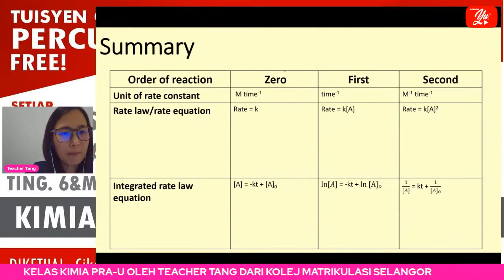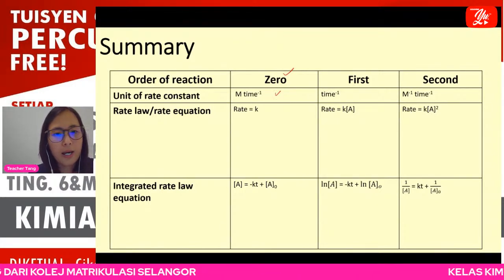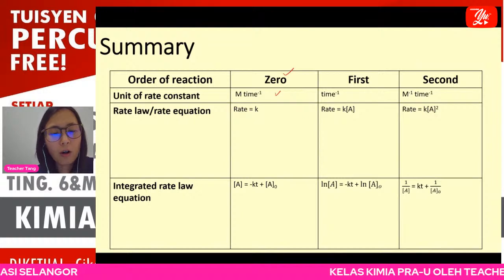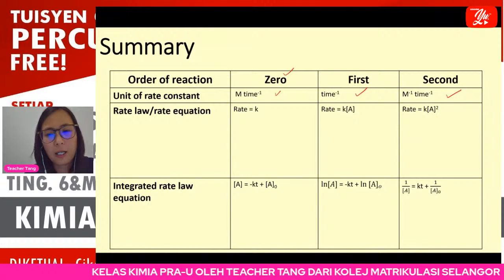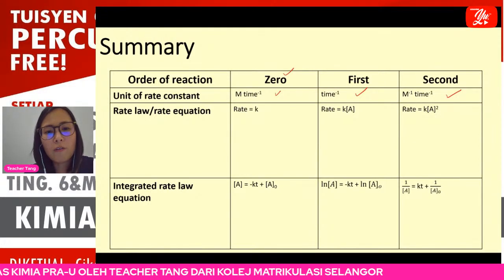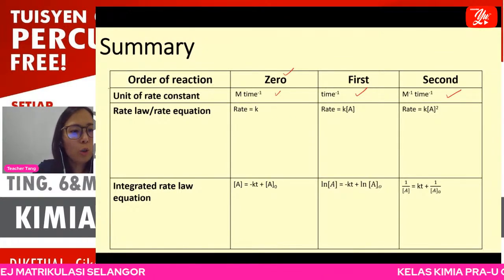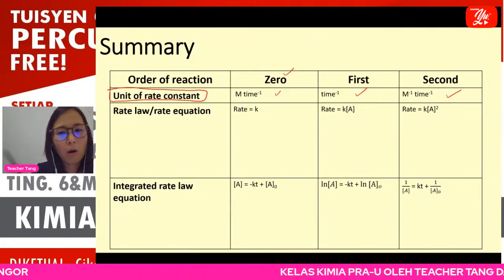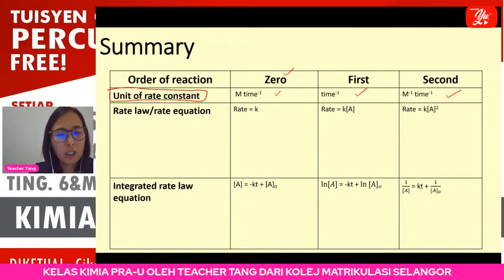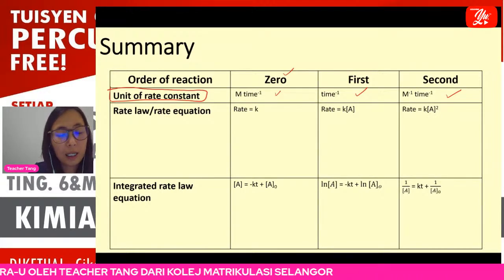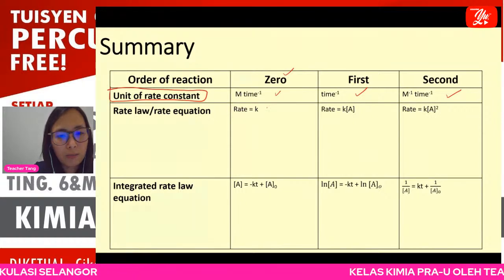For zero order, the unit for the rate constant is molar per time, for the first order it is per time, and for second order it is per molar per time. Sometimes in the question, the order is not given. So if the order is not given, we can also use the unit of the rate constant to determine the order of the reaction. For the zero order, the rate law or rate equation can be written as rate equals the rate constant.